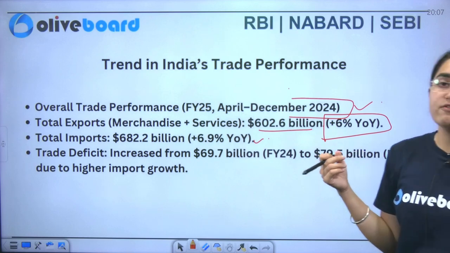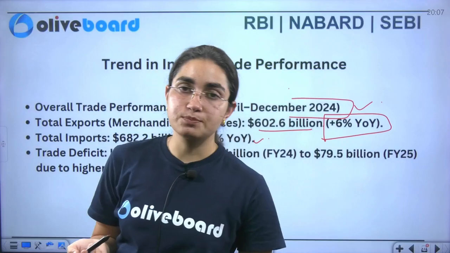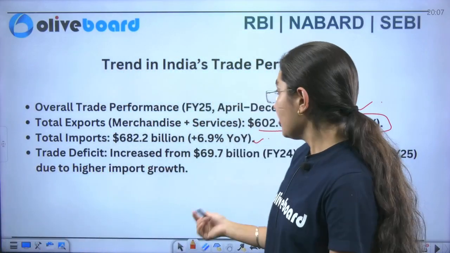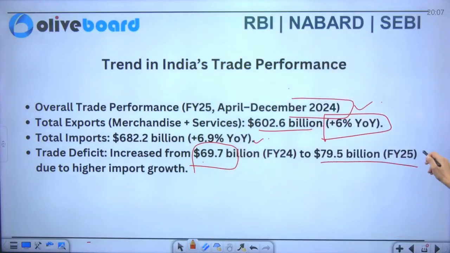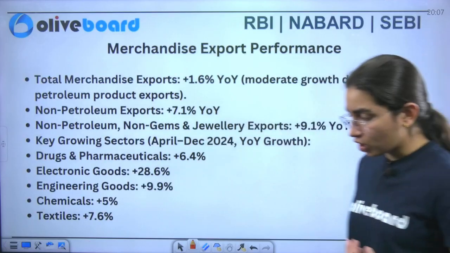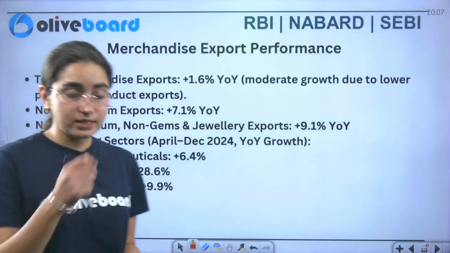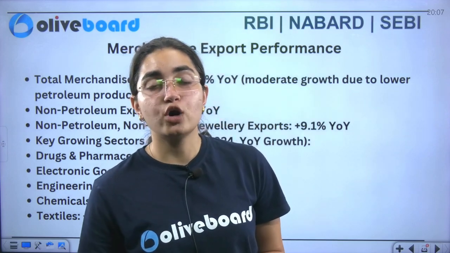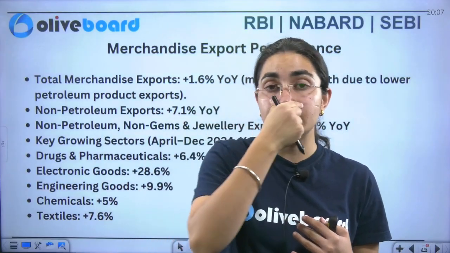Similarly, if I talk about trade deficit, as in you are importing more and exporting less, that makes your trade deficit. So the situation here is that you can see it has increased from $69.7 billion to $79.5 billion due to the higher import growth. Since our economy is demanding a lot, there is an increase in the domestic demand for imports of goods and services from the rest of the nation. That is the reason we are watching a continuous increase in our imports as well.